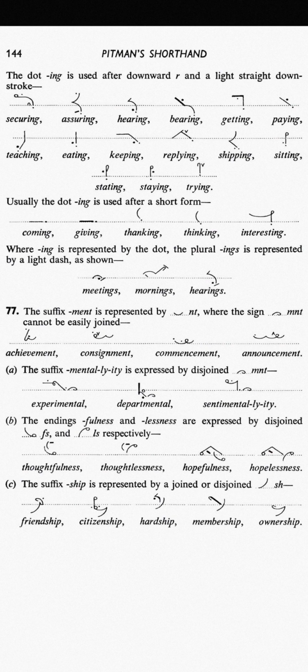Next is the suffix ment, which is represented by n halved for t, where the sign m halved with n hook, ment, cannot be easily joined. Now for the sound ment that is coming, we should use m stroke halved with n hook, but in many places this is not feasible, we cannot make it. That is why, what will represent the suffix ment? N halved for the sake of t.